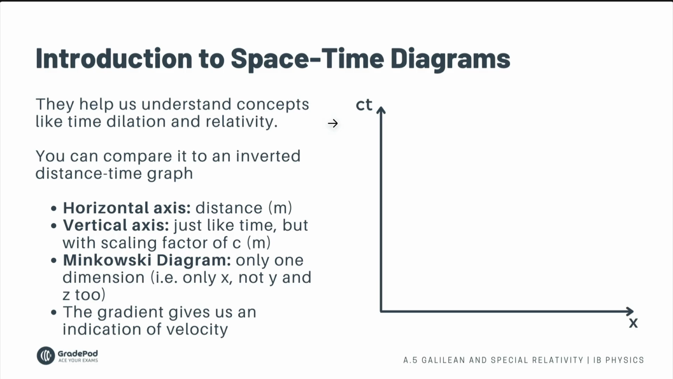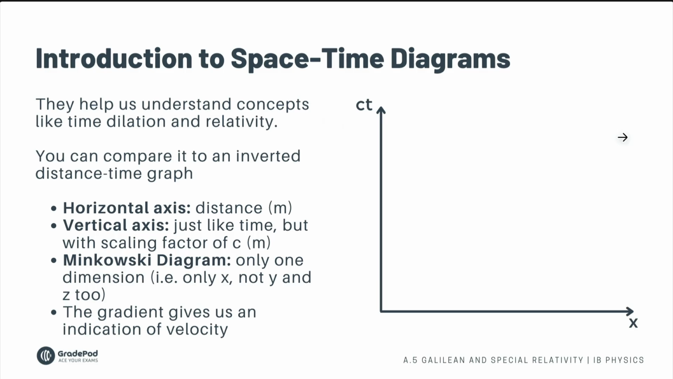Sometimes you will see the term Minkowski diagram. That's the term given to a space-time diagram that looks only at the x-axis, in one dimension. And of course, there are 3 dimensions in space. There's x, y, and z. You can get space-time diagrams that look at all the different dimensions. We're not going to do that. We're going to focus on Minkowski diagrams, which only look at the x dimension.